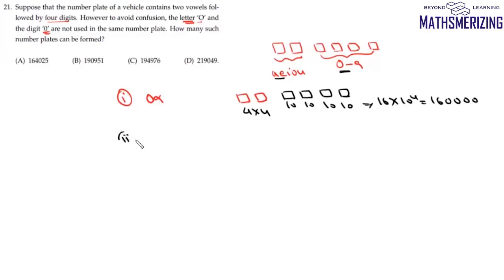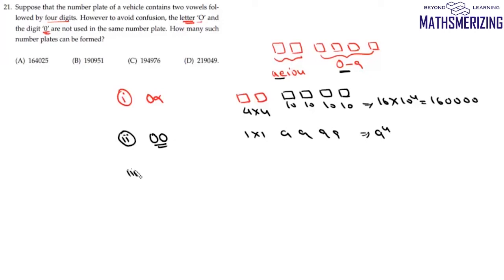Now we'll take the second case when both the letters are O. So if both the letters are O, then for the first one we have 1 choice. For the second one again we have 1 choice. Now since we have O, we cannot have 0 here. So here we'll get only 9 choices. So it will be 9 into 9 into 9, and that is 4 times. So it will be 9 to the power 4.